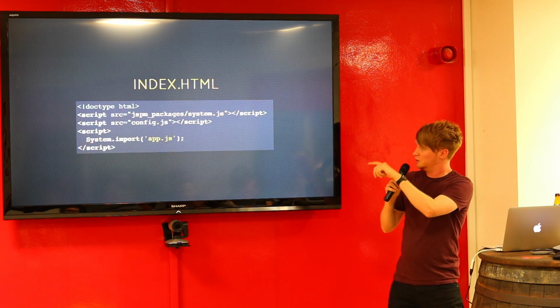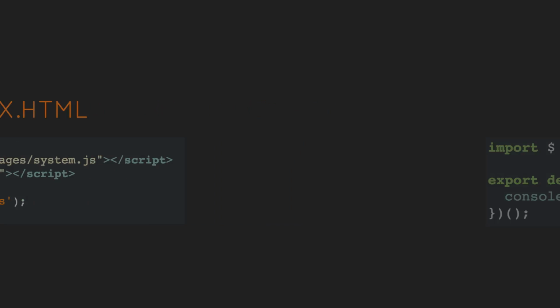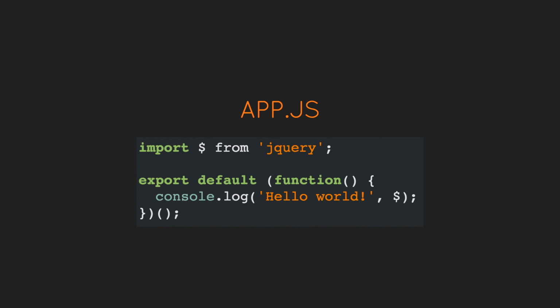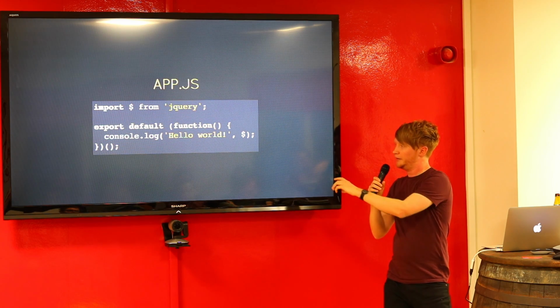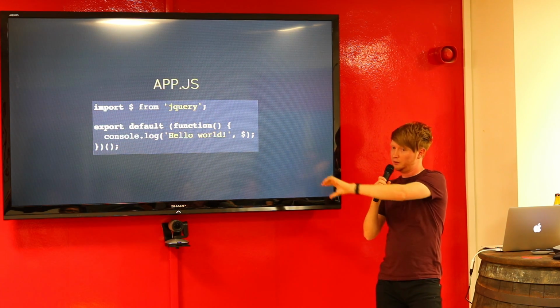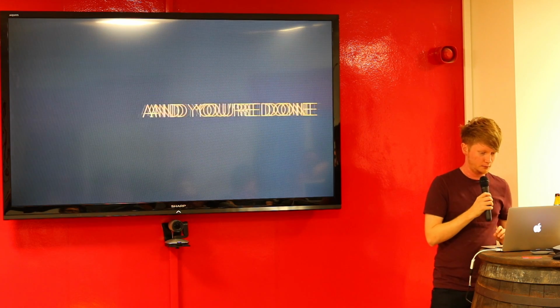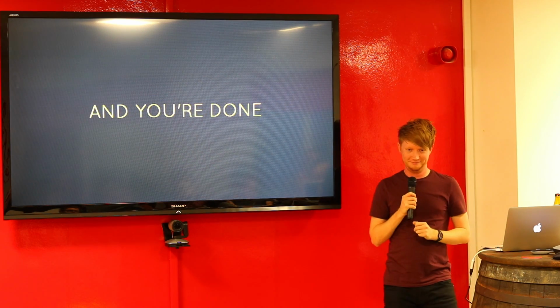So app.js, that's like a self-executing function. So on here, as soon as that page loads, it's going to load in jQuery for you, scope it, and then it will be available to that module you've got here, which is app.js. And that's pretty much it.